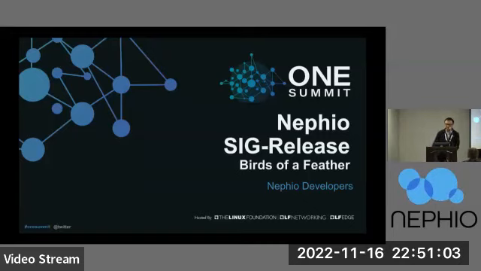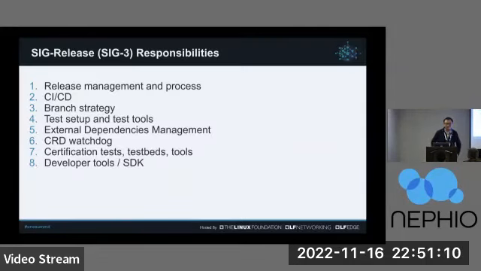All right, so this is the SIG Release birds of a feather session. SIG Release, or SIG 3, is responsible for mostly release management process, CI/CD, any external dependencies management, any tests, tool setup, frameworks, making sure that the release meets certain standards. And moving forward, we also build tools to make developers' lives easier. So that's where the SDK and things would fall into. And then the certification testing.